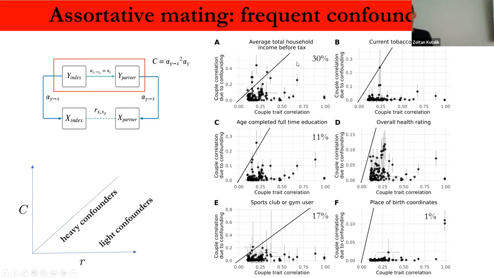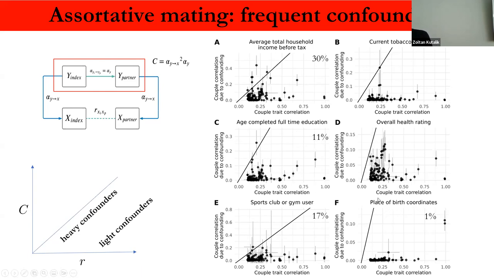Of course, these two are very correlated confounders. When you completed full-time education, it explains 11%. You can see here that the correlations are still much larger than we could assume if they were just due to their correlation to education level. And of course, these two are highly correlated variables, so you can't just sum them up. It was interesting also that going to sports clubs or gyms is quite a strong confounding factor. And there are a couple of smoking and overall health.